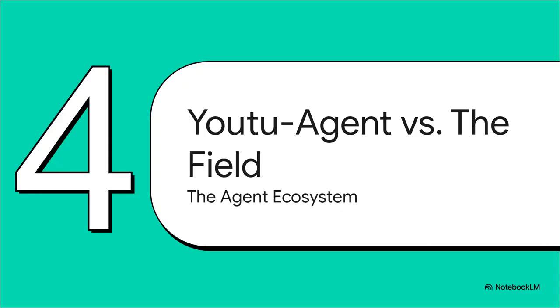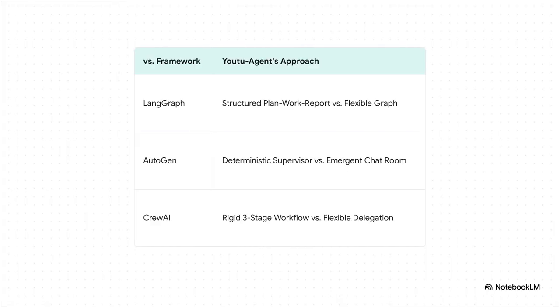Okay, so with all that in mind, where does Youtu-Agent actually fit into the bigger agent ecosystem? Let's put it in the ring with some of the other major frameworks that I'm sure you're already using or have looked at. If you compare it to something like LangGraph, you'll see the OrchestraAgent is way more structured. It chooses predictability over the kind of free-form, flexible graphs you can build there. Pit it against AutoGen, and you see it favors a deterministic supervisor instead of that sort of emergent, sometimes chaotic agent chat room. And unlike CrewAI, which has more flexible delegation, Youtu-Agent enforces that rigid, three-stage workflow. You can see the pattern here. In every case, it's making a deliberate choice for control and reliability.